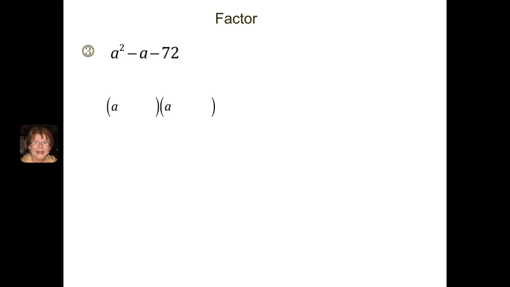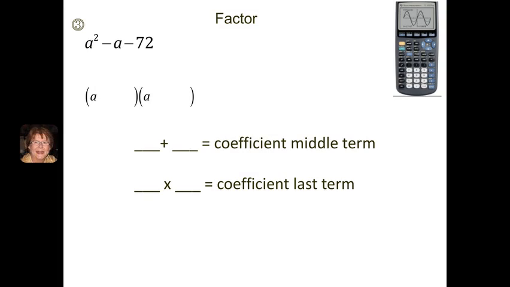Then we've got to look for two numbers. Two numbers that, when added, give us the coefficient of the middle term, and when multiplied, give us the coefficient of the last term. The next slide will give you some tips.